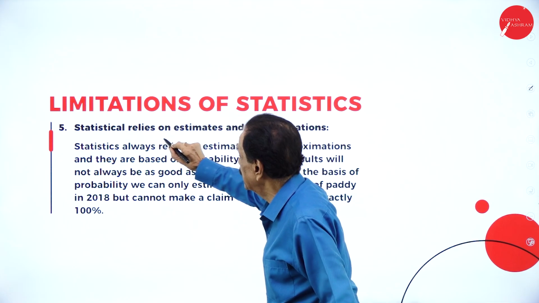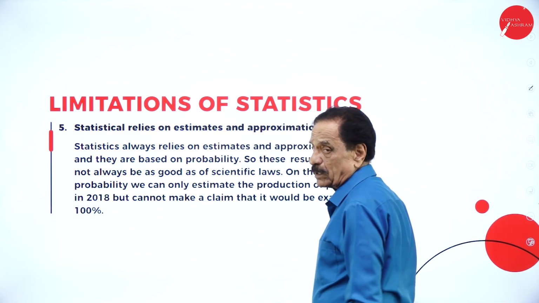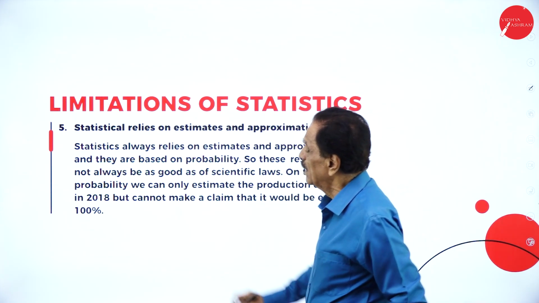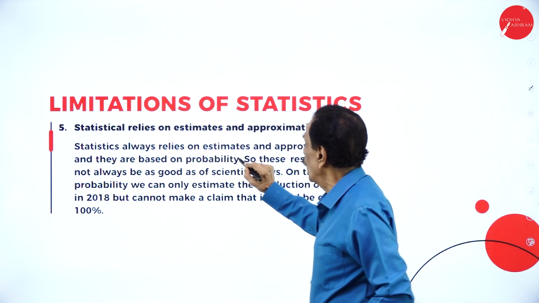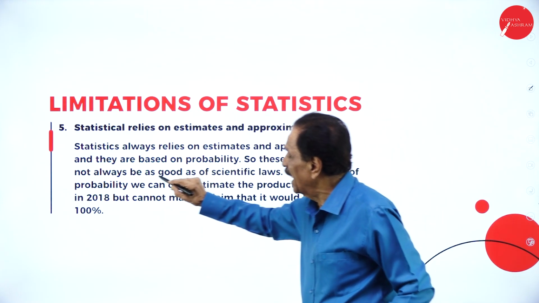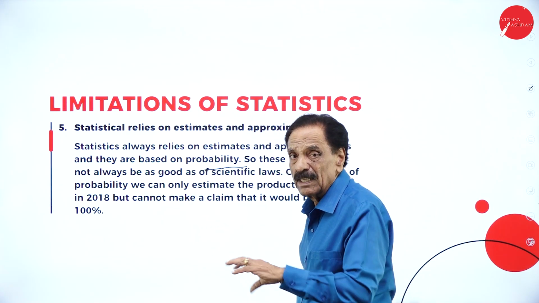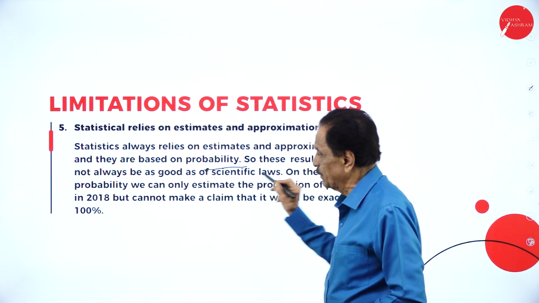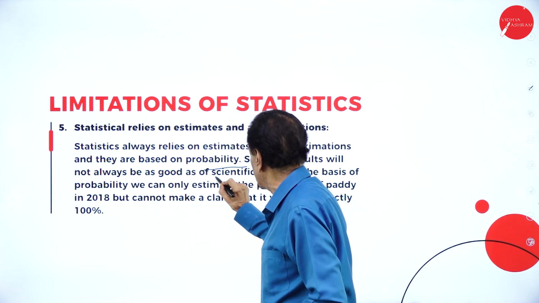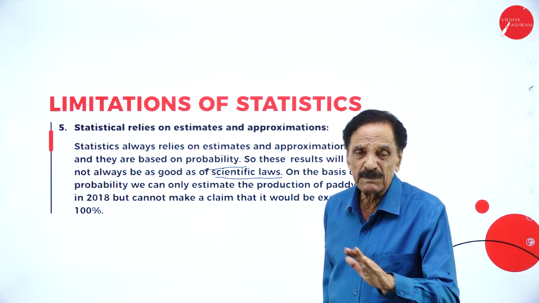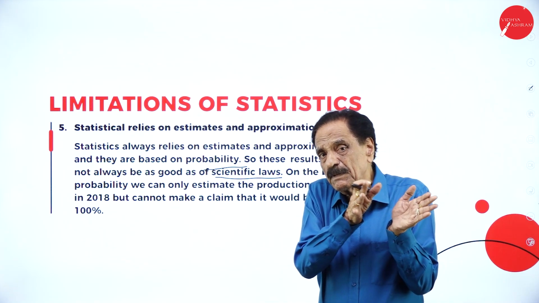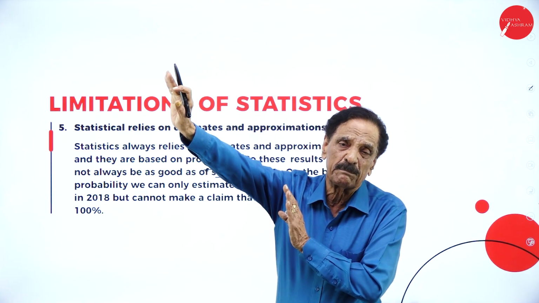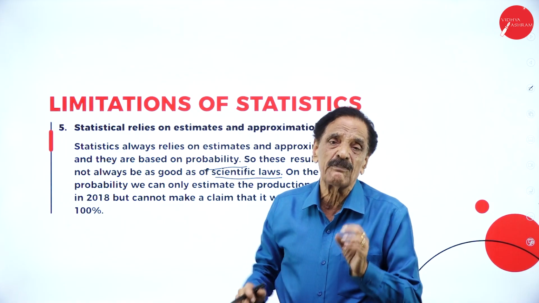Last one, statistics relies on estimates and approximations. It depends only on estimation and approximation, and they are based on probability. So there are chances that it may or may not happen. These results are not always as good as scientific laws. Only approximate figures are available, and according to the approximate figures they build whatever planning is there. So it can be a failure.